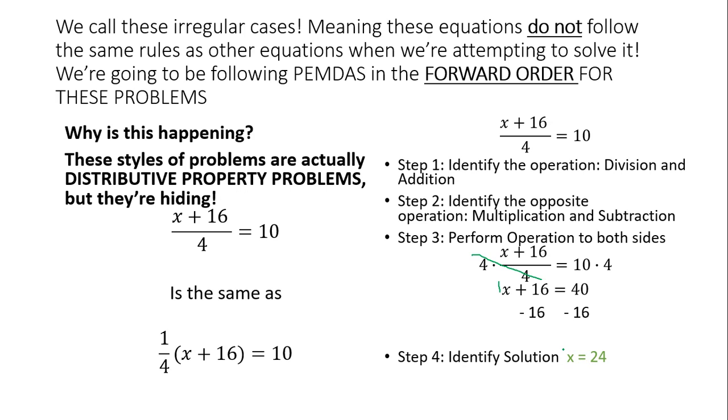Now, the best thing that you can do is always check your work. If I plug 24 into my original equation, so I have 24 plus 16 divided by 4, it should be equal to 10. 24 plus 16 is 40. 40 divided by 4 is 10, and this works out. Okay? And we're going to do one more, which is the second style of problem that you're going to be seeing on your practice.